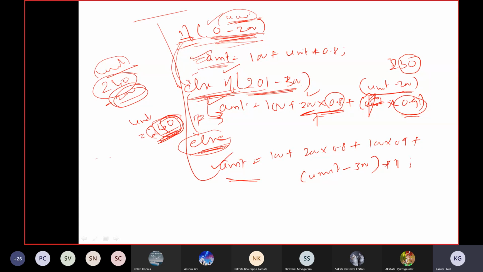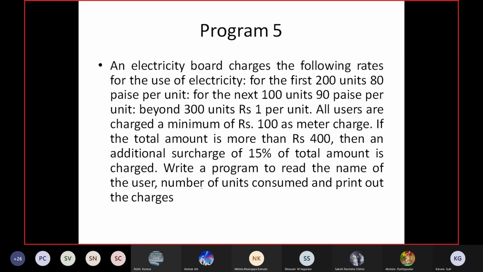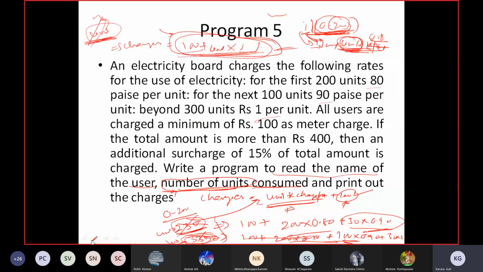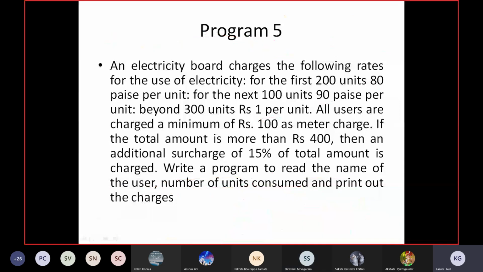Okay. So they have mentioned one more thing. What have they mentioned? Look into that also. Okay. So the total amount is greater than 400 rupees. So once you come out of the LCF ladder, there also you are not ending. Still they are telling you to check whatever amount you have calculated. Is it greater than 400 or what? If it is greater than 400, additional charges you have to pay.